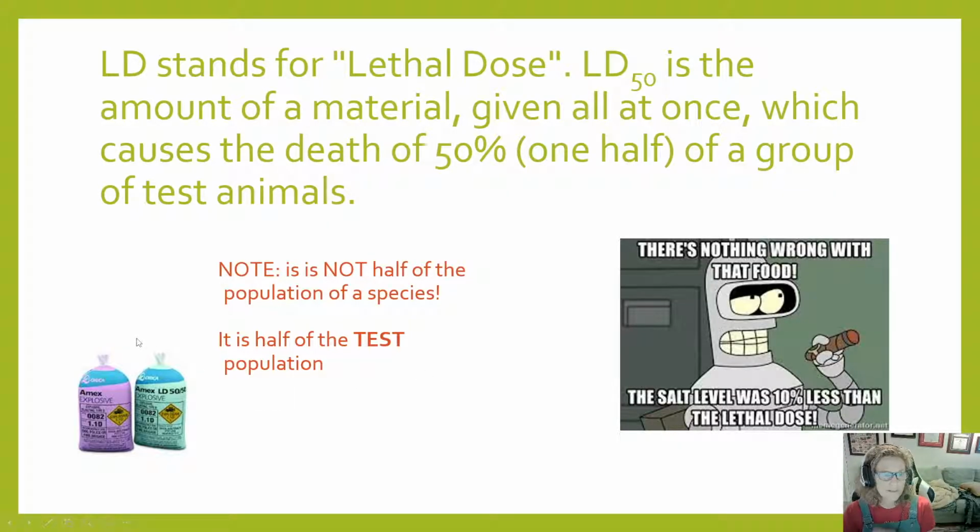Okay, so LD stands for lethal dose. LD50 is the amount of the material given all at once, not a little at a time, which causes the death of half the population being tested. This is a very big thing here. It is not half the population of the species. It is half of the test population, like 20 rats or something like that. It's not the whole population of rats in the whole world. A lot of times students say that in their FRQ and they get it wrong. So remember that definition, super important.